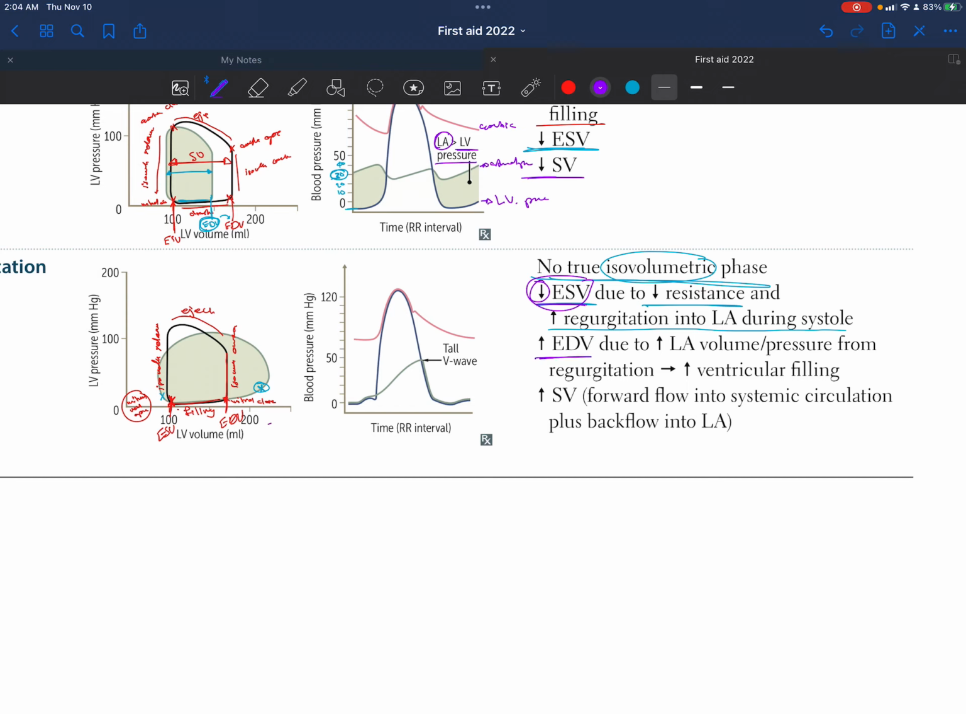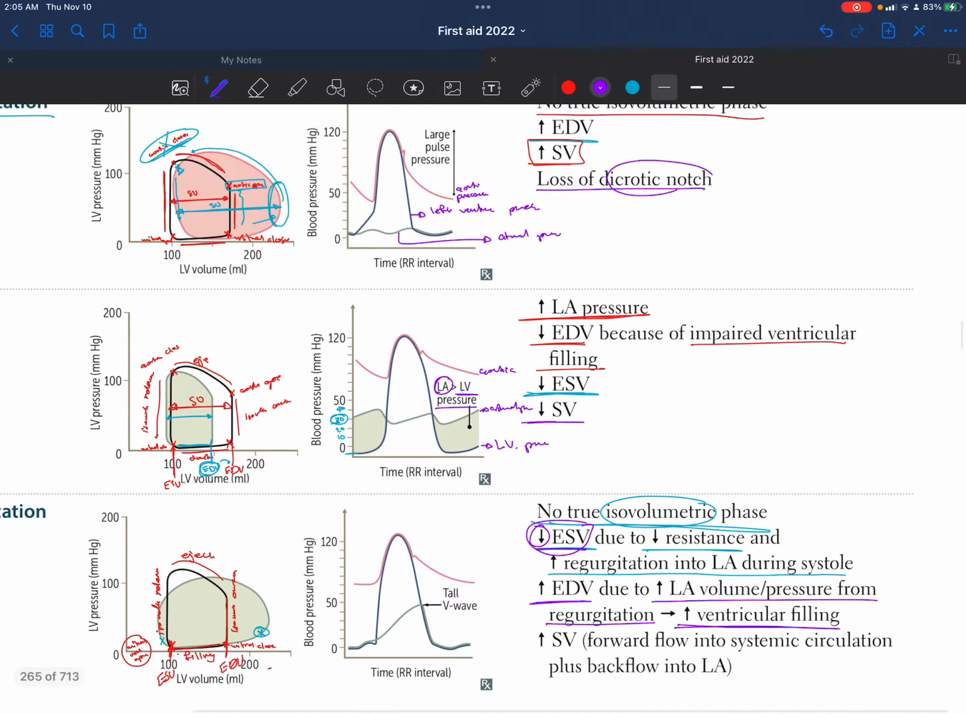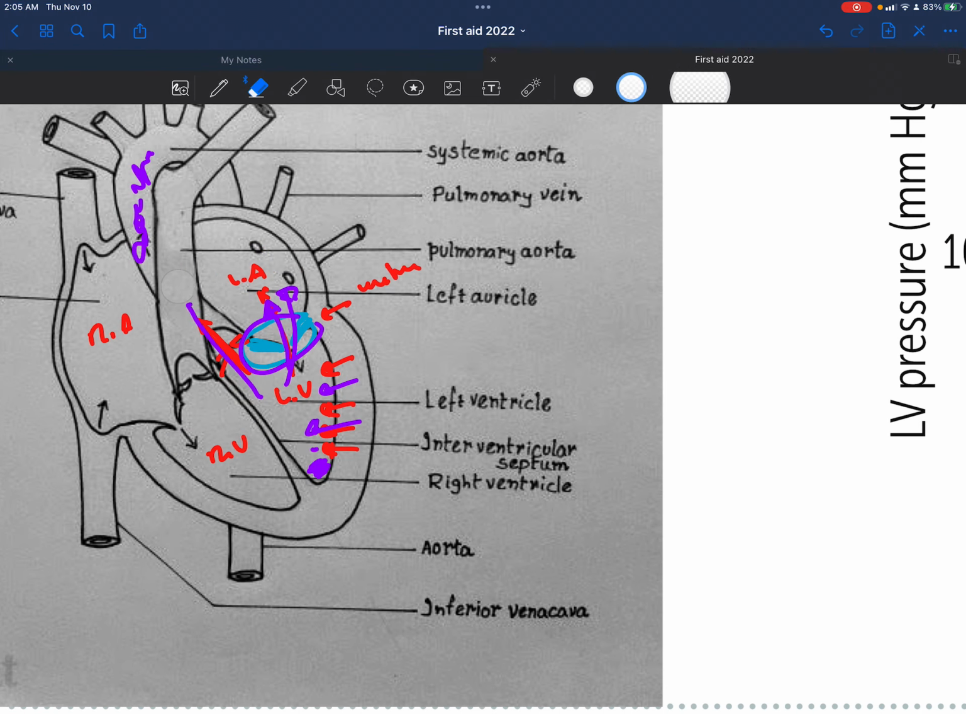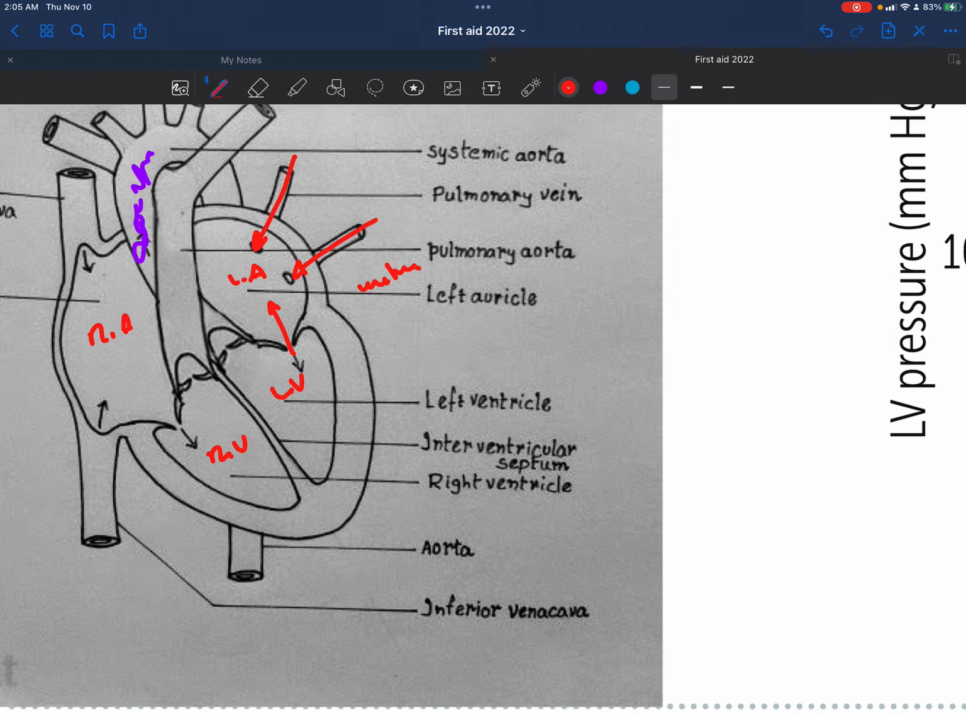We also have an increase in the end diastolic volume due to increased left ventricular volume pressure from regurgitation, so there is an increase in ventricular filling. Well, the contrary happens for the left ventricle. Let me clear up all this mess. And so this is the left ventricle. So we said that during systole, the blood backflows into the left atrium. And meanwhile, the left atrium is also getting its blood from the pulmonary veins.